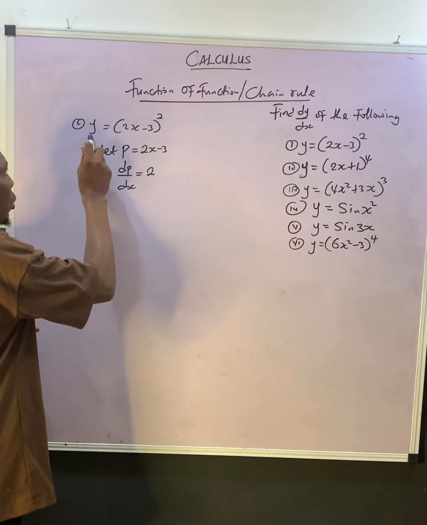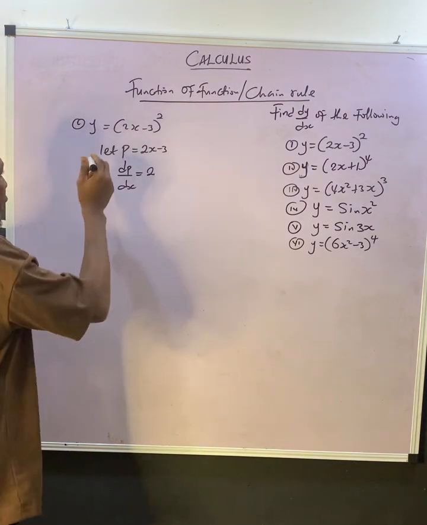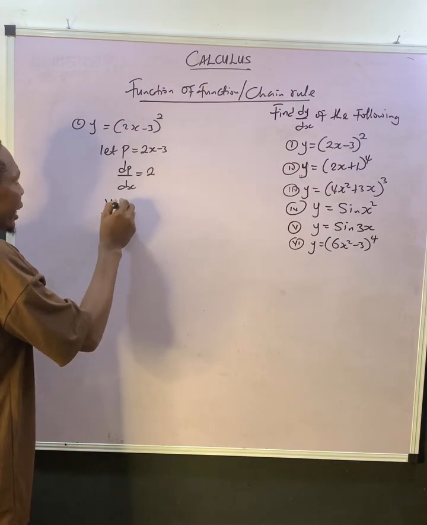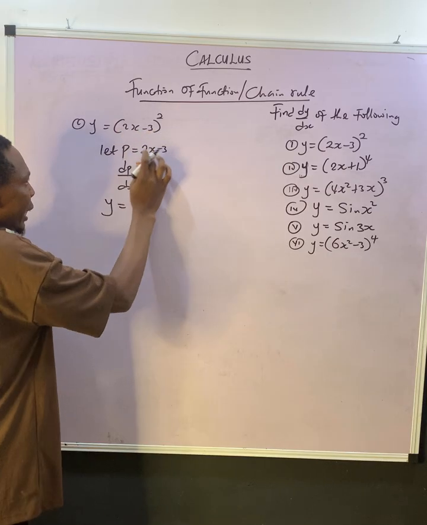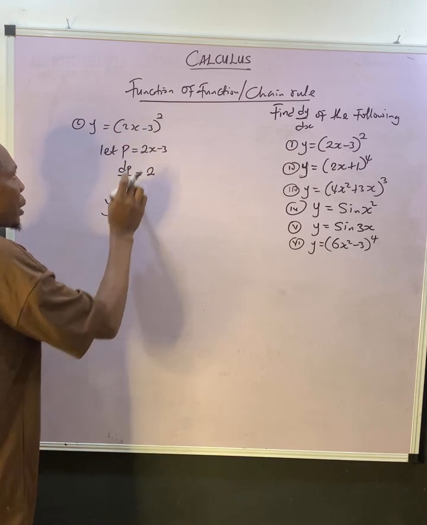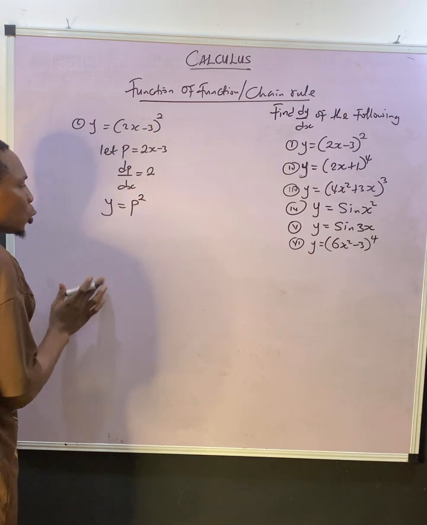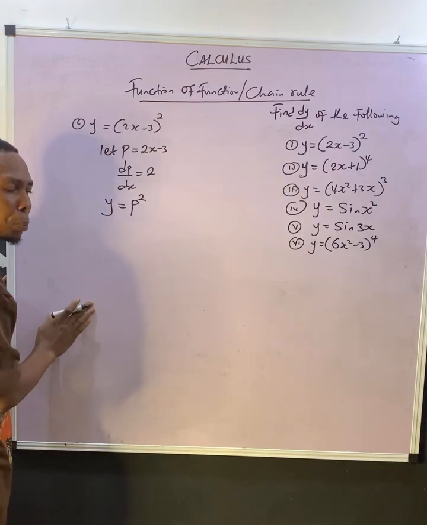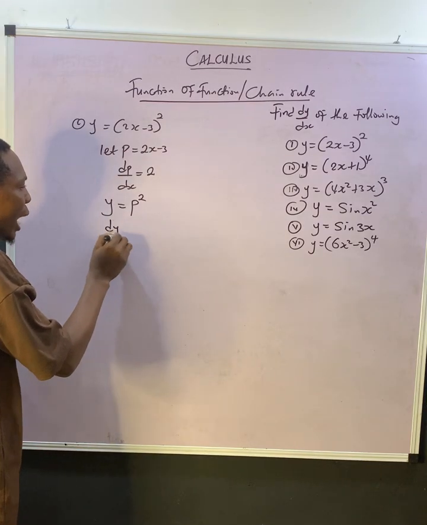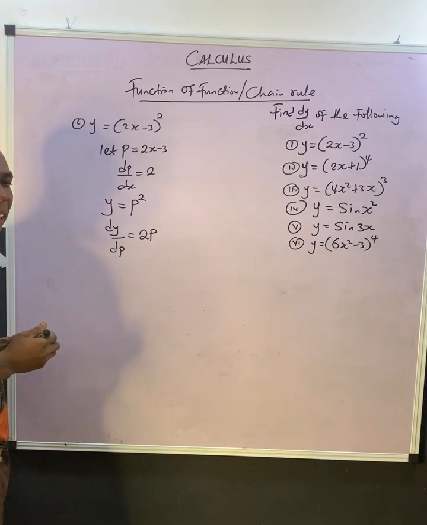After that, you rewrite the question in terms of p. So here we have y equals everything inside this bracket, which is the same thing as p. So p raised to the power of 2. This time around, you differentiate your y with respect to p. So we have dy over dp, which equals 2p.